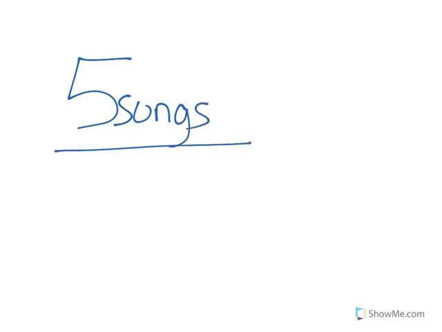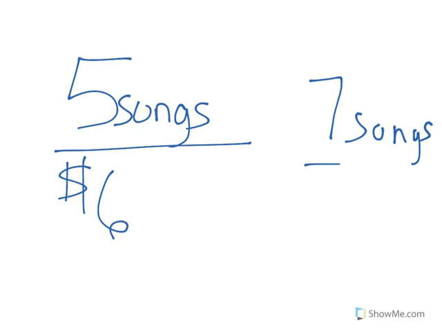So here's a problem. If 5 songs can be downloaded for $6, it wants to know the cost of 7 songs. Notice that when I'm setting up the ratios, I have songs on the top of both ratios, and I have the money on the bottom of both of those ratios in the proportion. So then I can cross multiply and find the missing information.